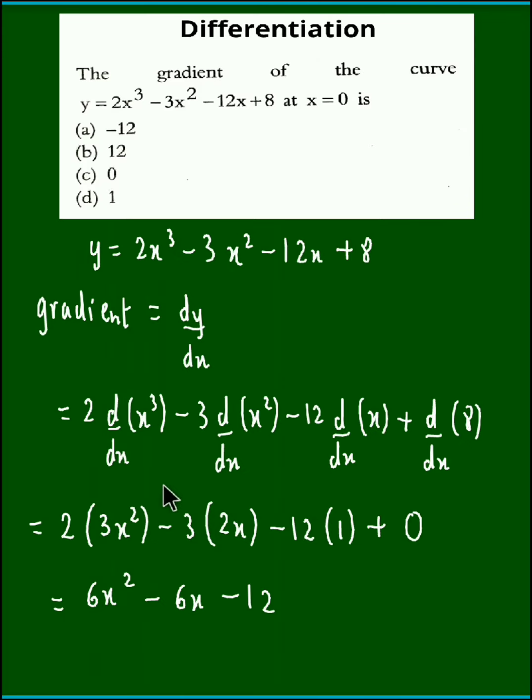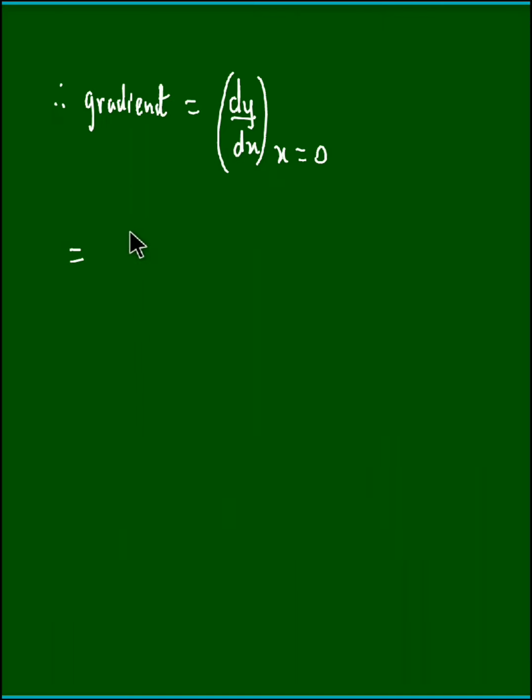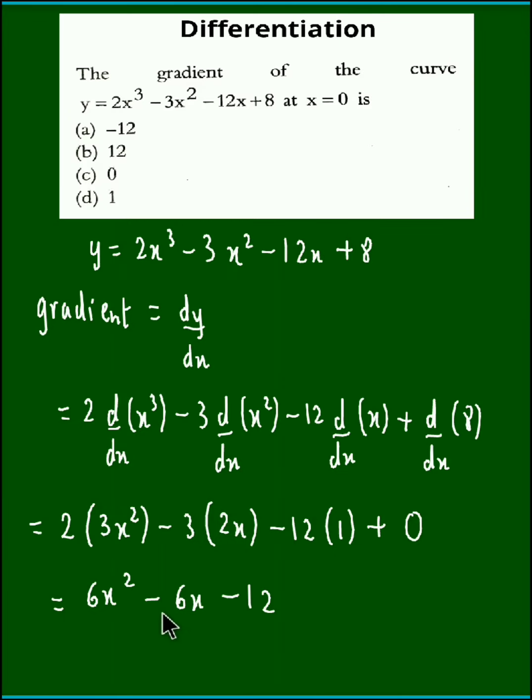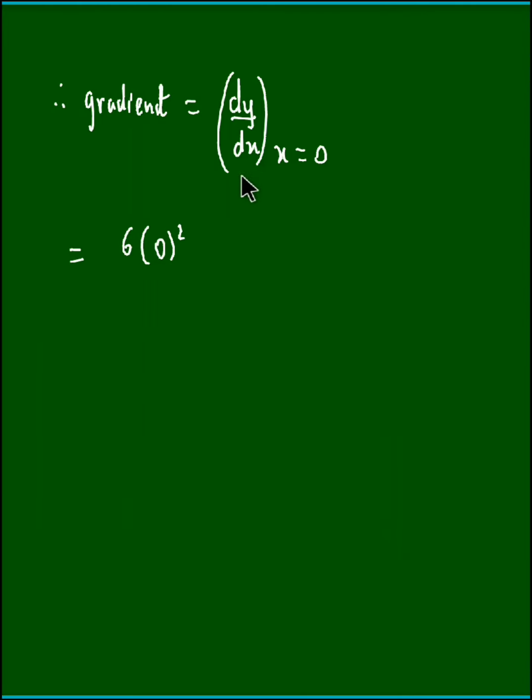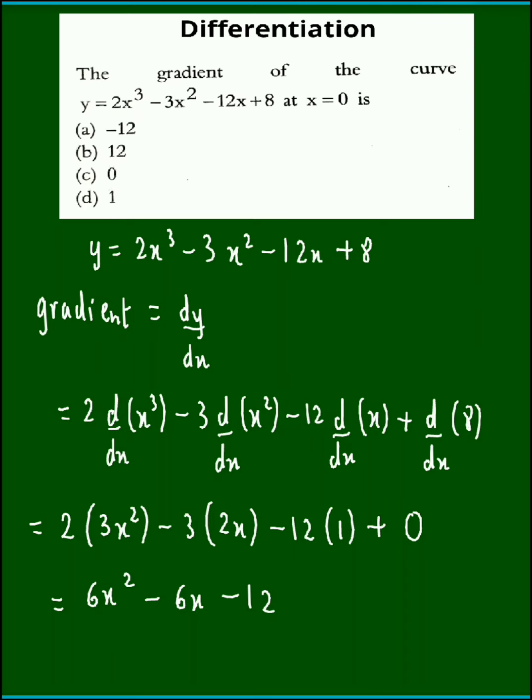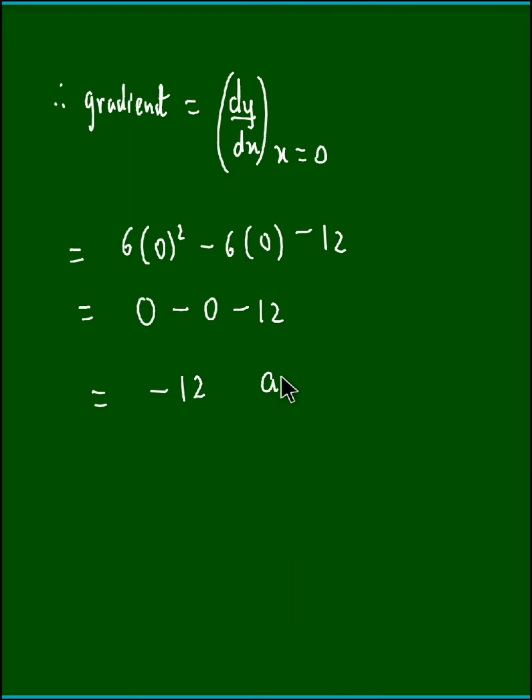So 6 times 0, because the first term is 6x square. So 6 times 0 square minus 6 times x, that is minus 6 times 0, minus 12. Now 6 times 0 would be 0, minus again 6 times 0 would be 0, minus 12. So the value for the gradient is minus 12, and let's see which option is that. Option A. So the answer to this question is option A.